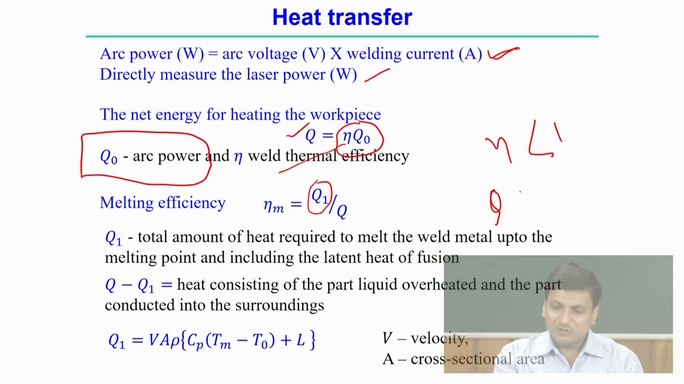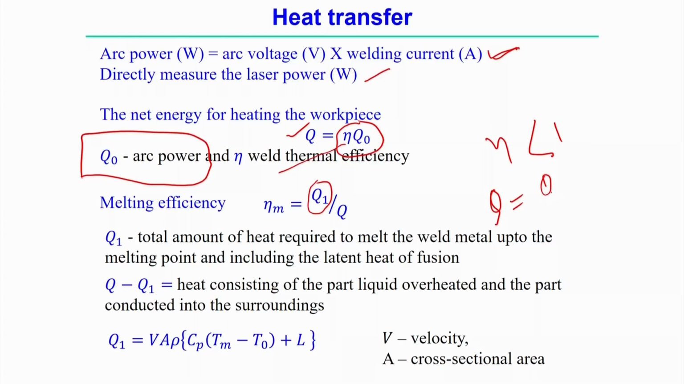So, Q may be split into Q1 and Q2. Q1 is the amount of heat utilized for the total heat required to melt the weld metal up to the melting point temperature, and that also includes the phase transformation from solid to liquid phase. So, that amount of heat, the latent heat, is also accounted for.